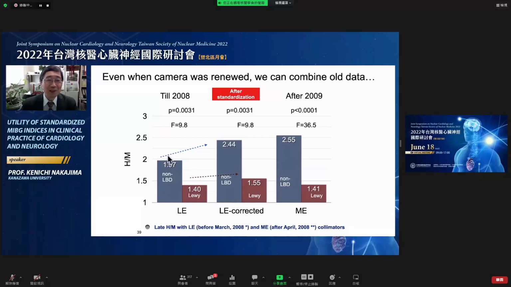Therefore, we decided to standardize all the data to the MEGP conditions. Then we can combine all the data, and a long follow-up study can be completed.